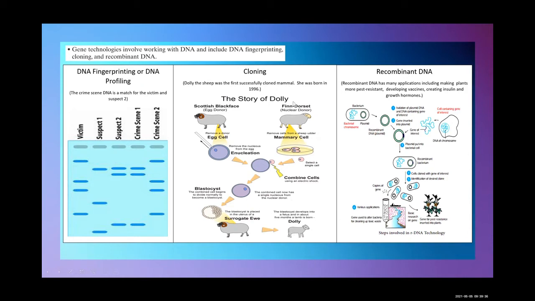This was fascinating when it came up. It brings up a lot on the topic of ethics. What do you clone? What do you not clone? Do you clone entire organisms? There has been some advancement in technology in the last several years where they've been cloning particular types of cells to create organs or repair organs. So it's a very fascinating field. Recombinant DNA has lots of applications, including making more pest-resistant plants, developing vaccines, creating insulin and growth hormones. So this is very often a technology used in the pharmaceutical industry.